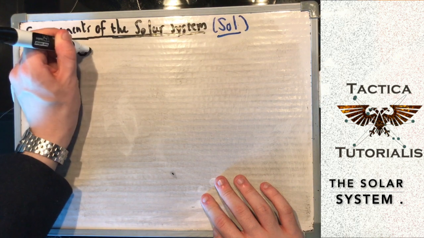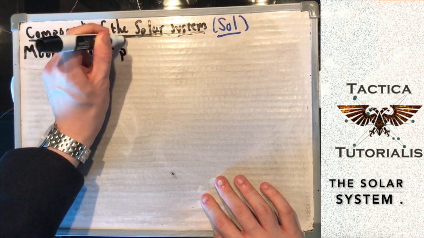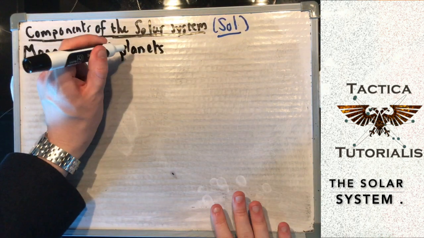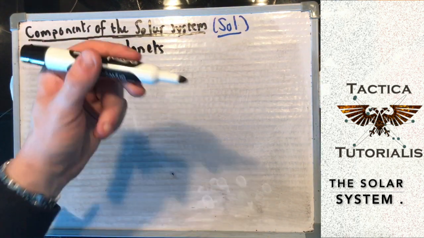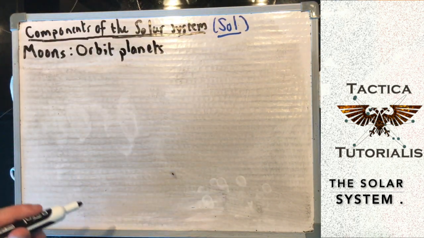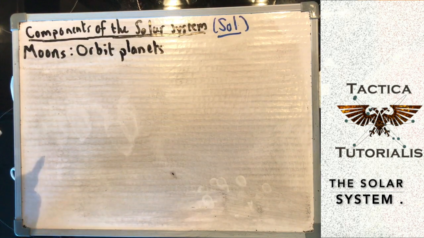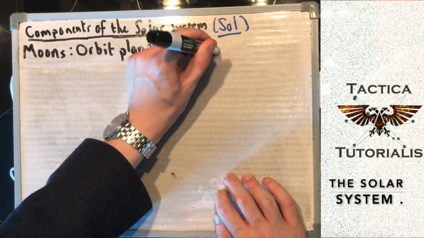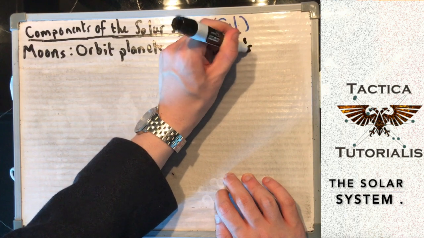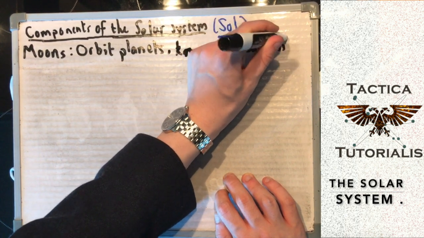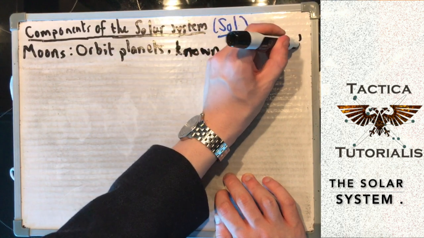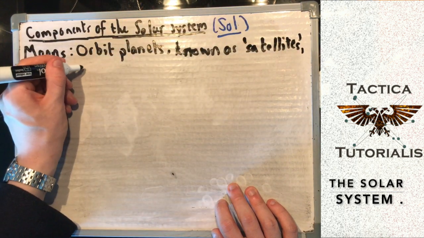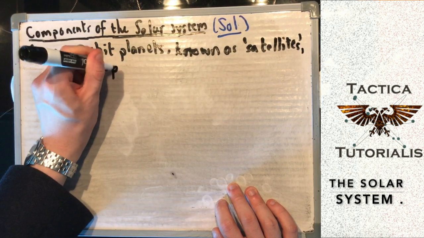So moons orbit planets. So yes, they do orbit the sun because they do go around the sun, but their orbital path goes around a planet, which is also going around the sun. And they are known as satellites. So the term satellite actually outdates the technological equipment that we have put up into our planet's orbit. So satellites orbit planets, and some planets have none, some have loads.